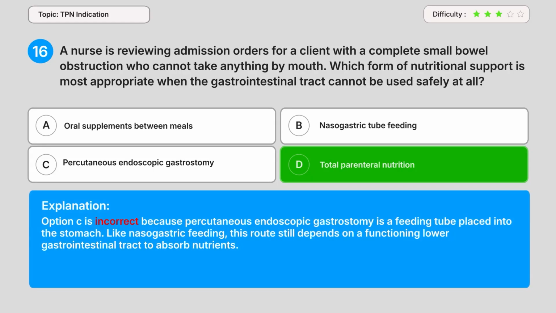Option C is incorrect because percutaneous endoscopic gastrostomy is a feeding tube placed into the stomach. Like nasogastric feeding, this route still depends on a functioning lower gastrointestinal tract to absorb nutrients.